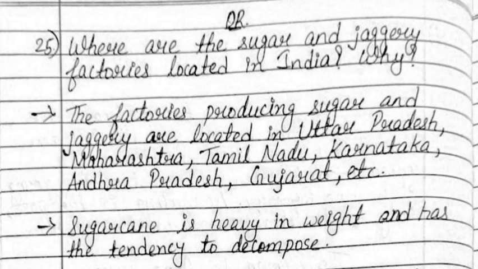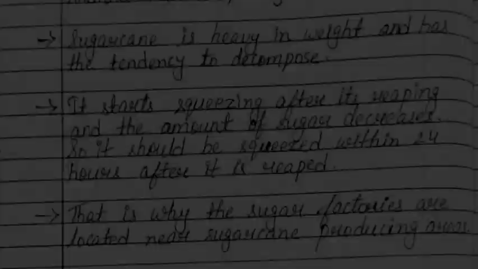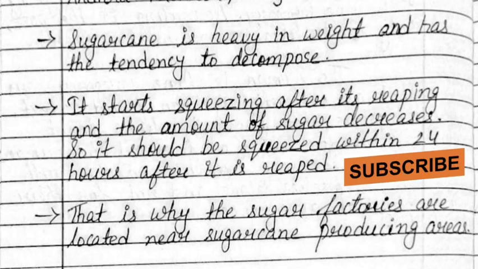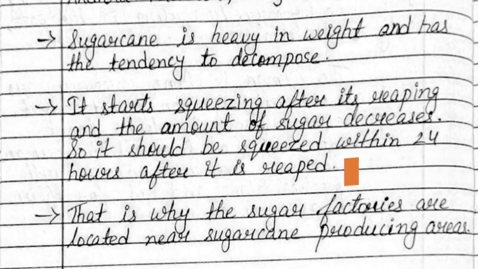Now, our 25th one is: where are the sugar and jaggery factories located in India? Why? The factories producing sugar and jaggery are located in Uttar Pradesh, Maharashtra, Tamil Nadu, Karnataka, Andhra Pradesh, Gujarat, etc. Sugarcane is heavy in weight and has the tendency to decompose. It starts drying after its reaping and most of the sugar decreases, so it should be squeezed within 24 hours after it is reaped. That is why the sugar factories are located near sugarcane producing areas.